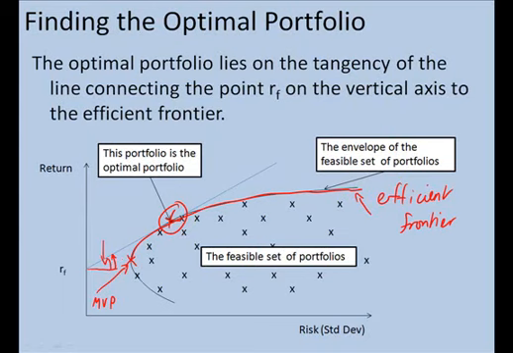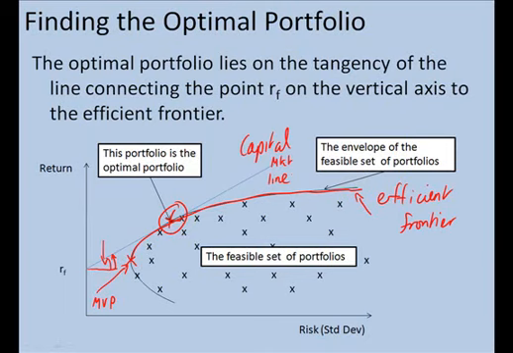In equilibrium, we saw that all investors will hold a combination of T-bills and the optimal portfolio. And this line that connects the T-bill rate to the optimal portfolio, we called it the capital market line. What we're going to do today is work through how you actually calculate the optimal portfolio.